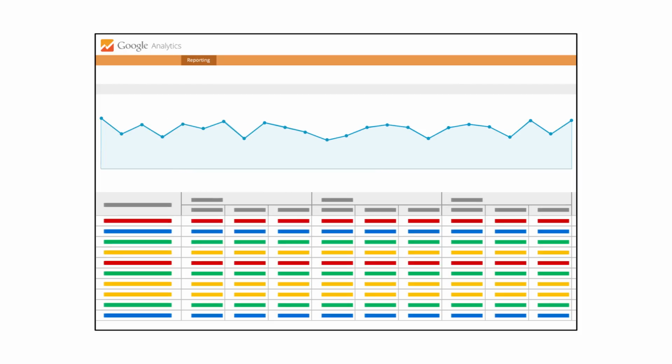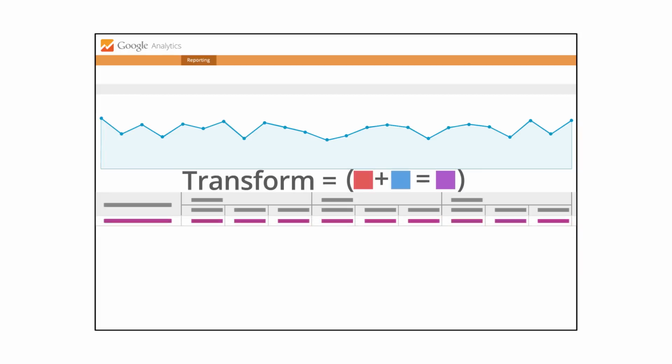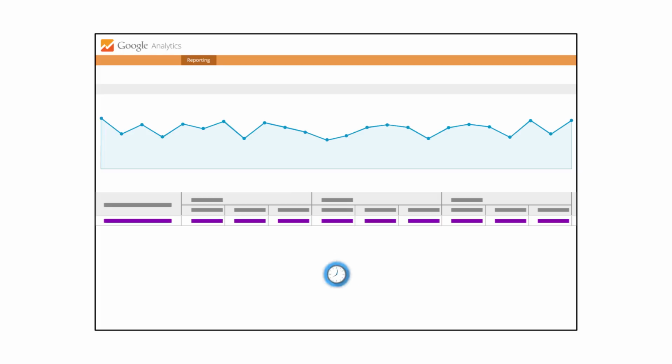Filters provide a way to customize the data contained in a view. Filters allow you to include, exclude, or transform your collected data so that it appears the way you want in reports based on that view. The filter verification feature saves you time and protects your data by making sure your filters are correct before applying them to the view.